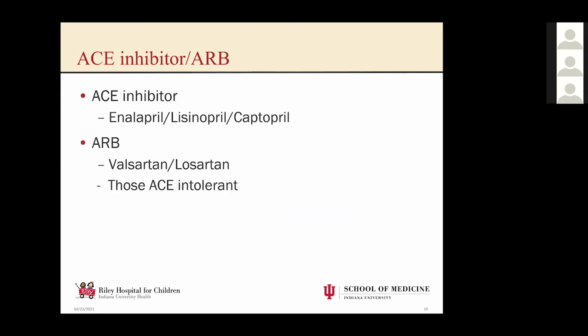Other medicines you might see us utilize in clinic are ACE inhibitors or ARBs. Names you might know for ACE inhibitors are enalapril, lisinopril, captopril. A cousin medicine to this are angiotensin receptor blockers, or ARBs for short. Those medicines would be valsartan and losartan, typically reserved for patients who can't tolerate the first class of medicine because they develop a cough or other side effects. Both are equally good and equally effective from a heart perspective, in my opinion, and from research data that's out there.